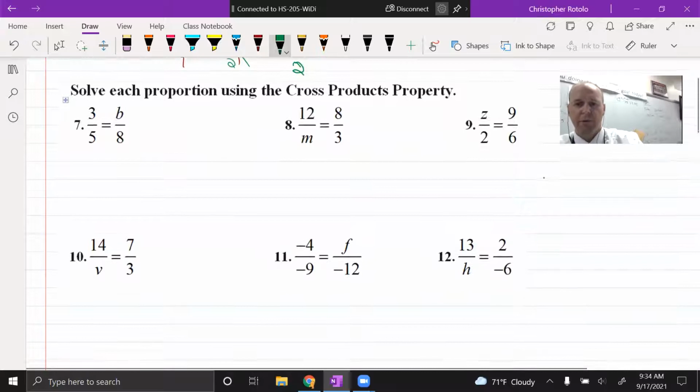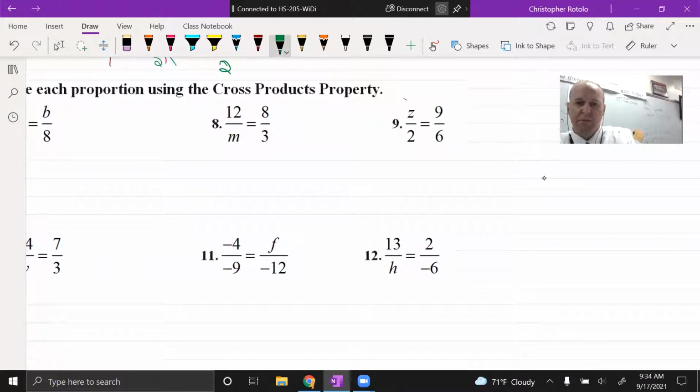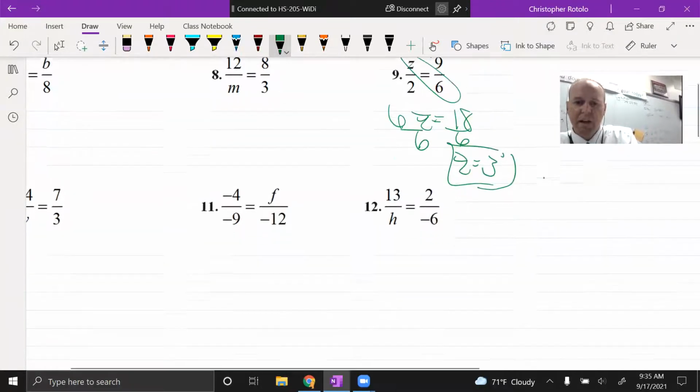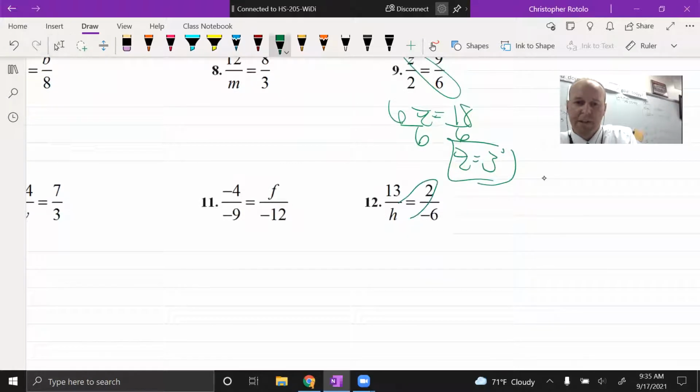All right, so we can go through. What I'll do is I kind of work through the right-hand side here. So I'm going to cross multiply. I got 6z equals 18. If I go ahead and put those together, and we'll divide by 6. So z equals 3. And these are hopefully the ones that you have seen sometime before.